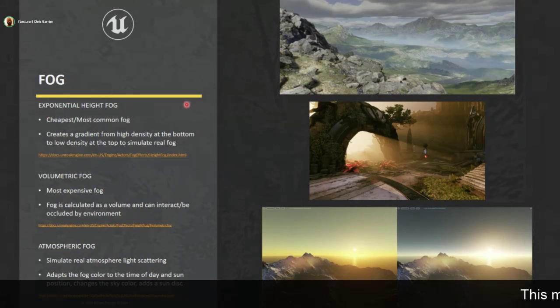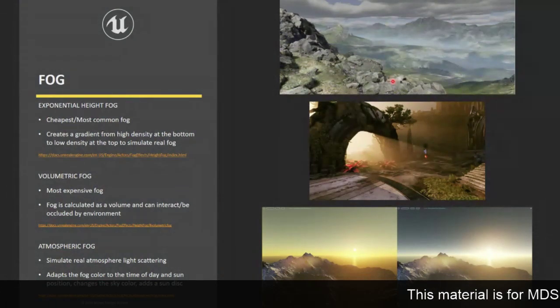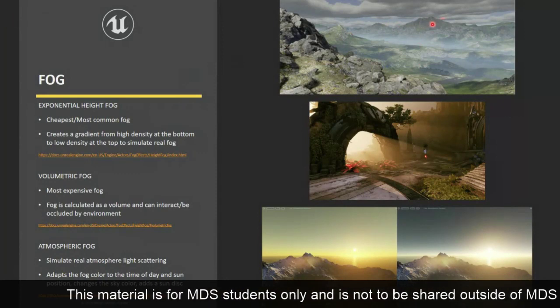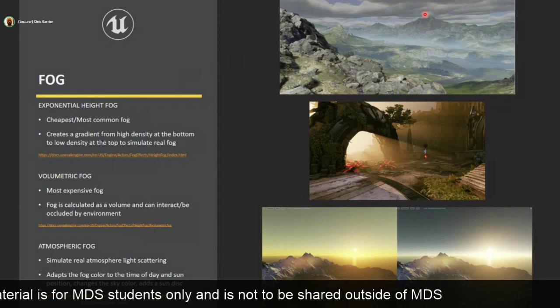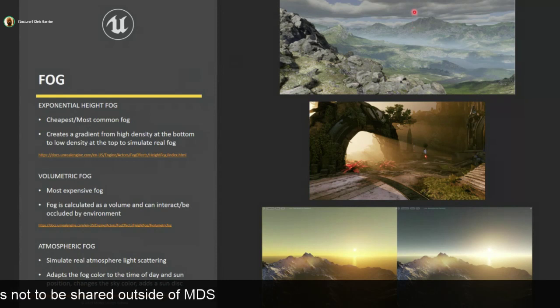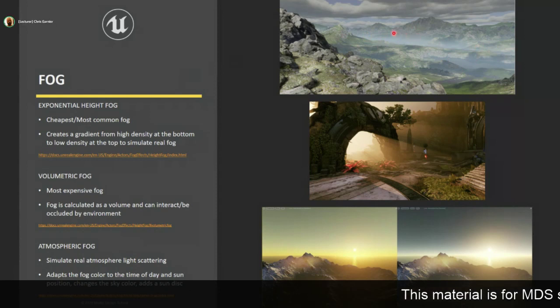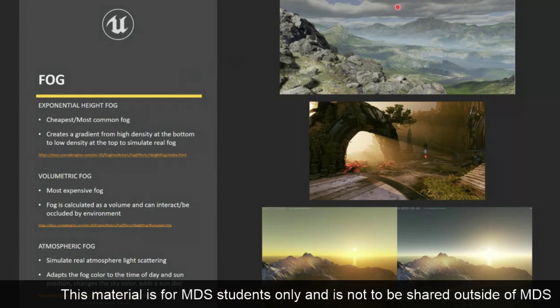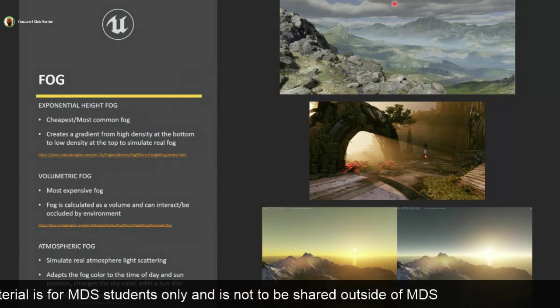So exponential height fog is the one in this screenshot over here. That's the cheapest and most common fog. It basically creates a fog from a specific height, and then gradients down from that height. So you can think of it as a vertical gradient. One of the most common uses for that fog is to simulate lower fog in a valley, like in the morning. Because really it's vertical. If we made it higher, you wouldn't really tell the volume because it's just a vertical gradient.